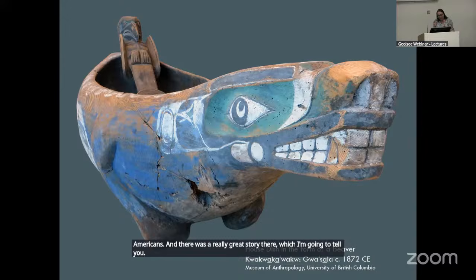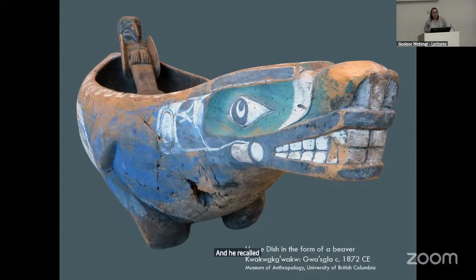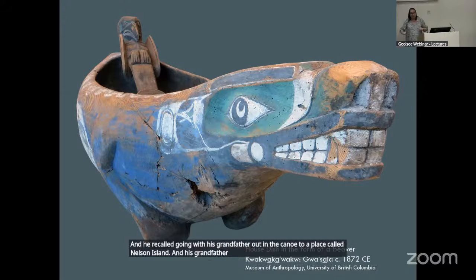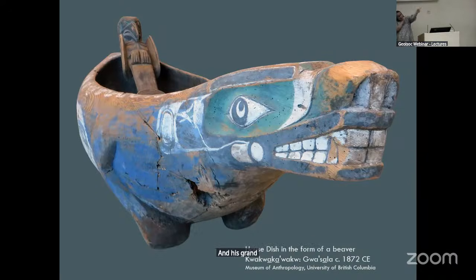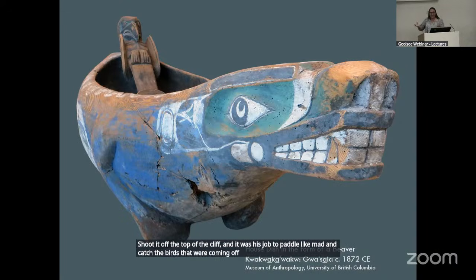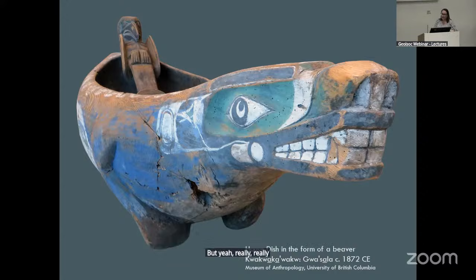And it was an old chap, and he recalled going with his grandfather out in the canoe to a place called Nelson Island, and his grandfather would be in one canoe and he as a little boy would have been in another, and there were these big cliffs with peats on the top with vivianite forming in them, and his grandfather would take his rifle and shoot it off the top of the cliff, and it was his job to paddle like mad and catch the bits that were coming off. So a really difficult pigment foraging expedition. But yeah, really, really lovely pigment.